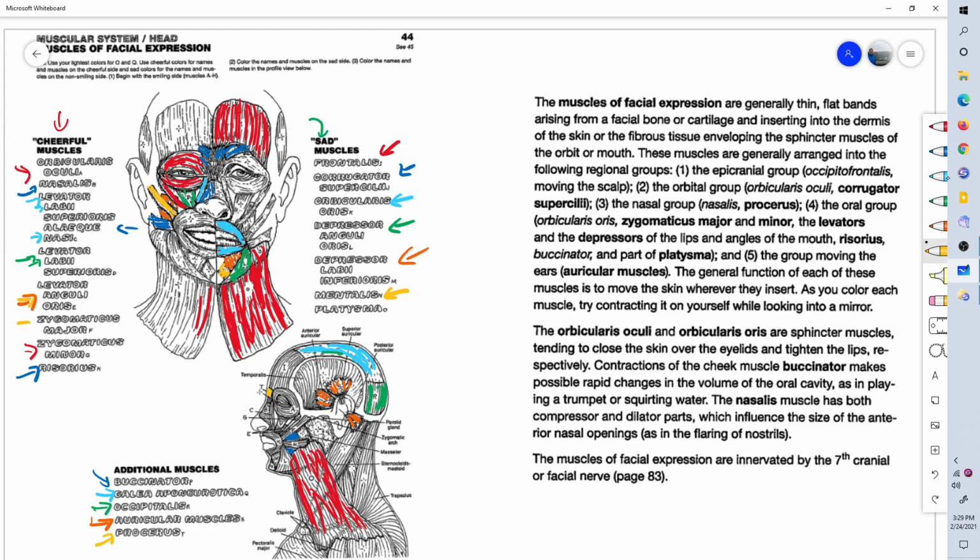And that includes the muscles of facial expression, page 44 of Anatomy Coloring Book.